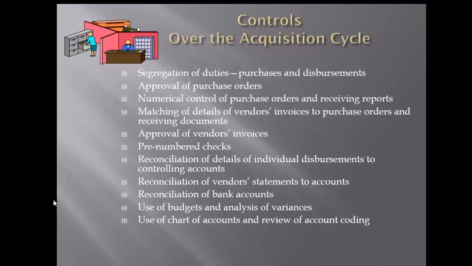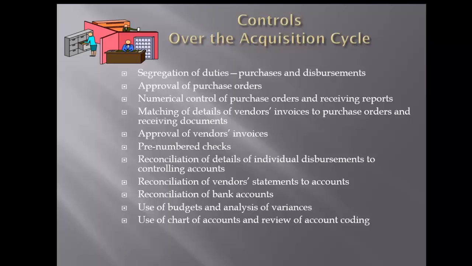Controls: segregation of duties, the approval of purchase orders, numeric controls over purchase orders and receiving. It's very important that the organization has a control from the purchase requisition. The purchase requisition comes from the department. The department should not be ordering on their own. They should be ordering through the purchasing department. The purchasing department is responsible for managing the list of vendors. They're responsible for developing the pricing and the catalog for these vendors, and they're responsible for the ordering.